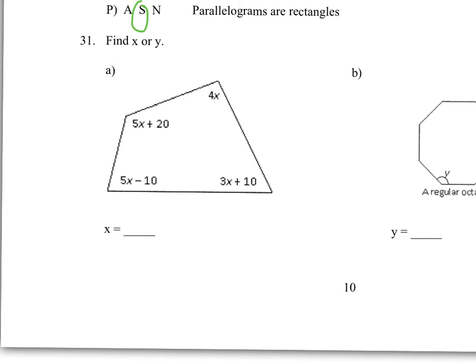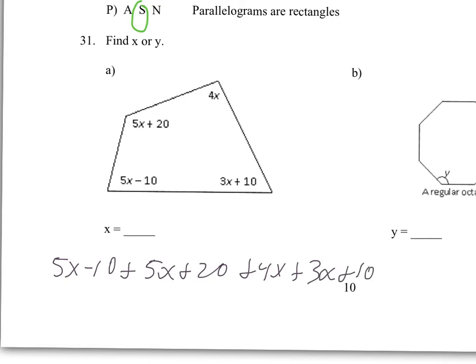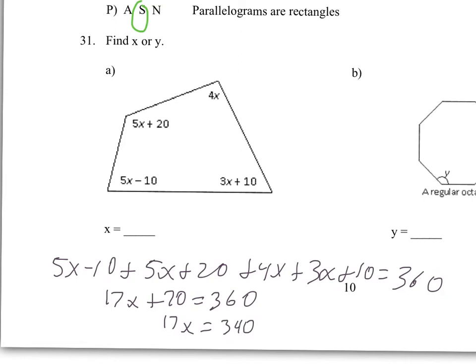These are all going to add up to 360 degrees. It's a quadrilateral, so we have to take 5x minus 10 plus 5x plus 20 plus 4x plus 3x plus 10 and set it equal to 360 degrees. Combine like terms and you end up with 17x plus 20 equals 360. Subtract 20 and you get 340. Divide by 17 and x equals 20.